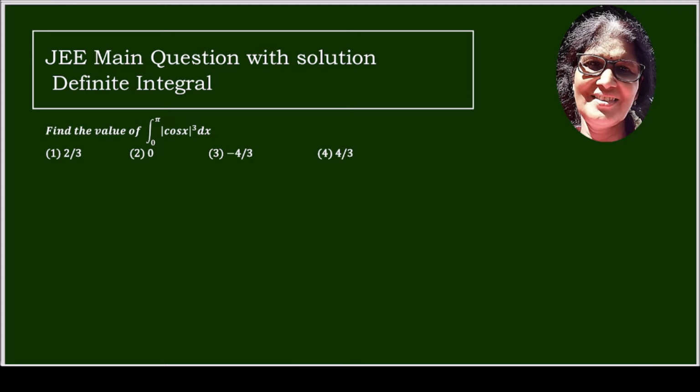Based on definite integral, find the value of the integral from 0 to pi of |cos x| cubed dx. The options are 2 over 3, 0, minus 4 over 3 and 4 over 3. So this is a modulus function and the interval is 0 to pi.